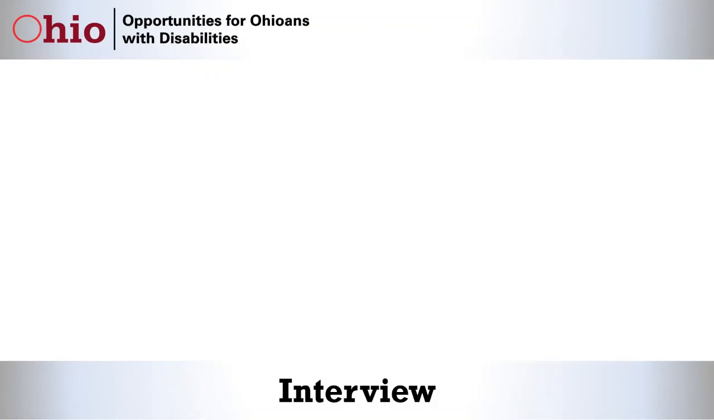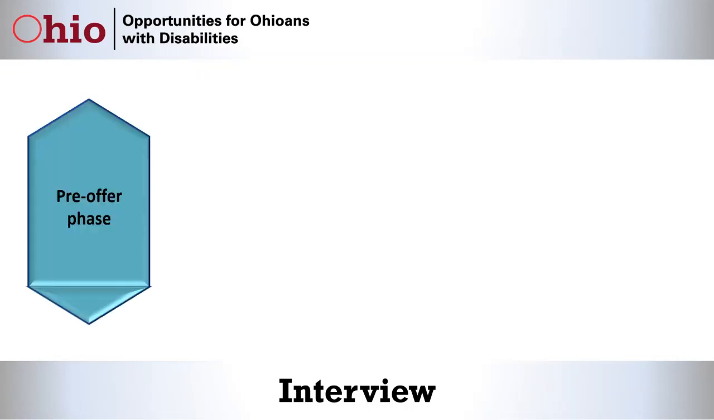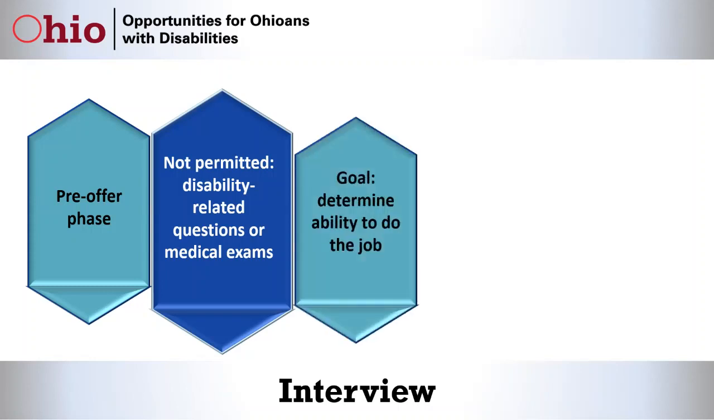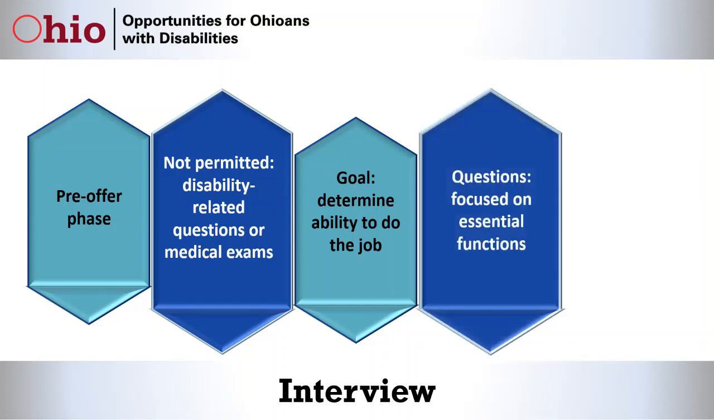Dustin, the hiring process includes the pre-employment process, which is made up of the pre-offer phase and the post-offer phase. In the pre-offer phase, employers are not permitted to ask disability-related questions or administer medical exams, and this is to ensure hiring decisions are based on the ability to perform the job's essential functions, not based on disability. The goal then of the pre-offer phase, which includes the interview, is to determine whether the candidate can do the job, and so questions should be focused on the job's essential functions.